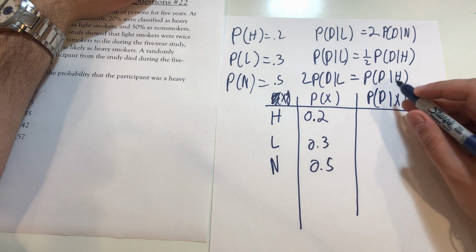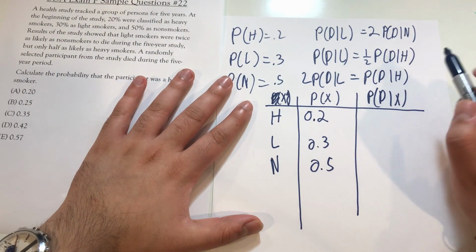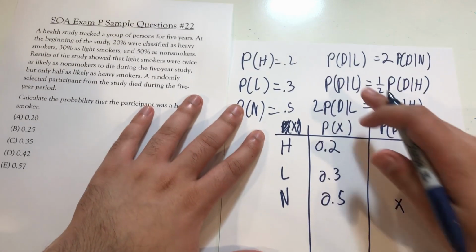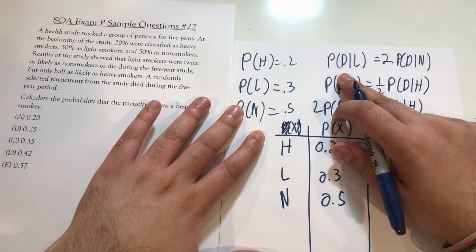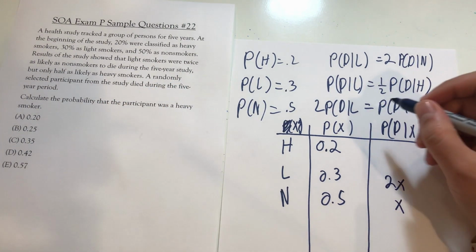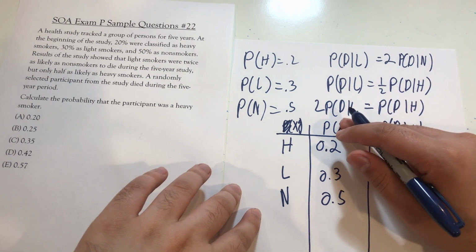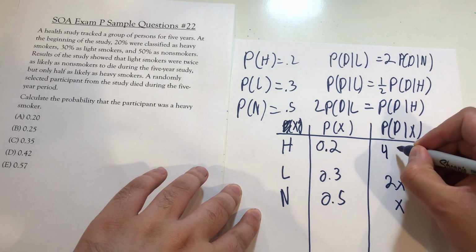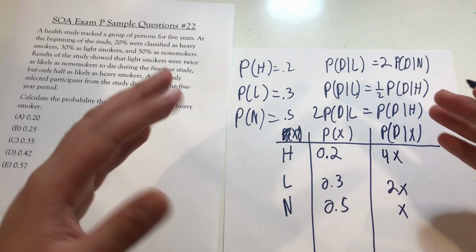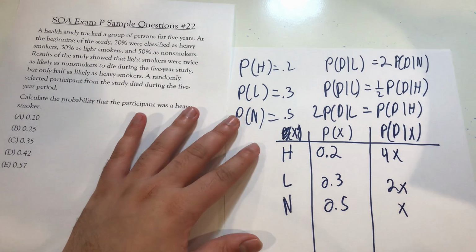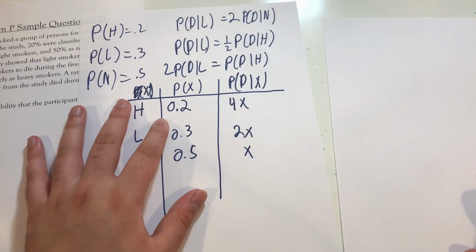So here, I can write these out as, let's just say the probability of dying given you're a non-smoker is equal to x. Therefore, the probability of dying given that you're a light smoker should be 2x. The probability of dying given that you're a heavy smoker should be 2 times the probability of dying given that you're a light smoker, which is 2x, so this would be 4x. So hopefully I made it super clear to see why I wrote out certain values the way I did. Now let's take a look at actually calculating what it's asking us.